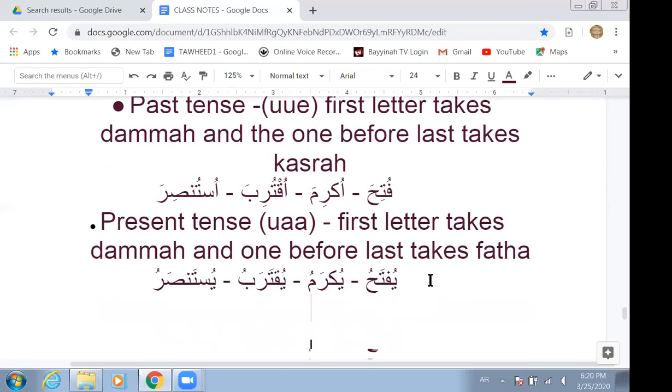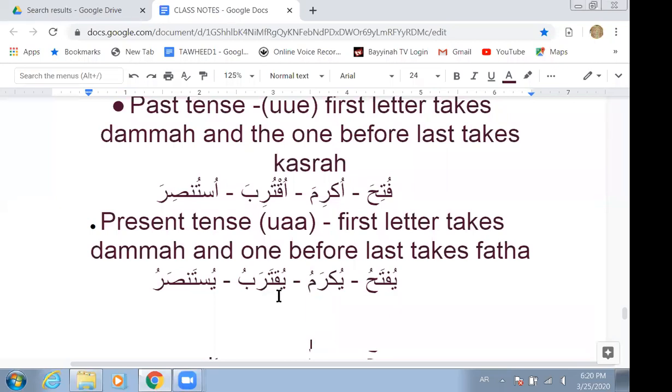Okay. So when we come to the present tense, the recognition is that the first letter will take a dhamma and the one before last, or the second last, will take a fatha. So Yaftahu, the ya has taken a dhamma and the ta, which is second last, has taken a fatha. Yukramu, the ya has taken a dhamma and the ra, which is second last, has taken a fatha.